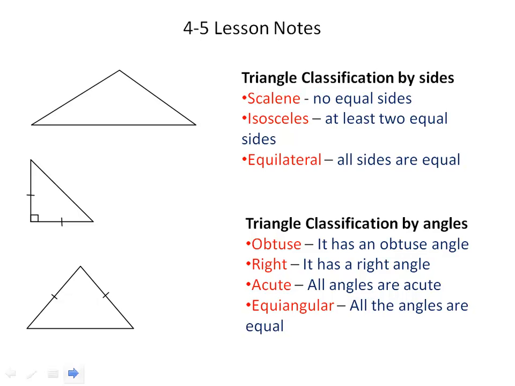Equiangular, all the angles are equal. And in a triangle, that means they're 60 degrees, right? Because if you have three equal angles in a triangle where all the angles have to add up to 180, 180 divided by 3 is 60.